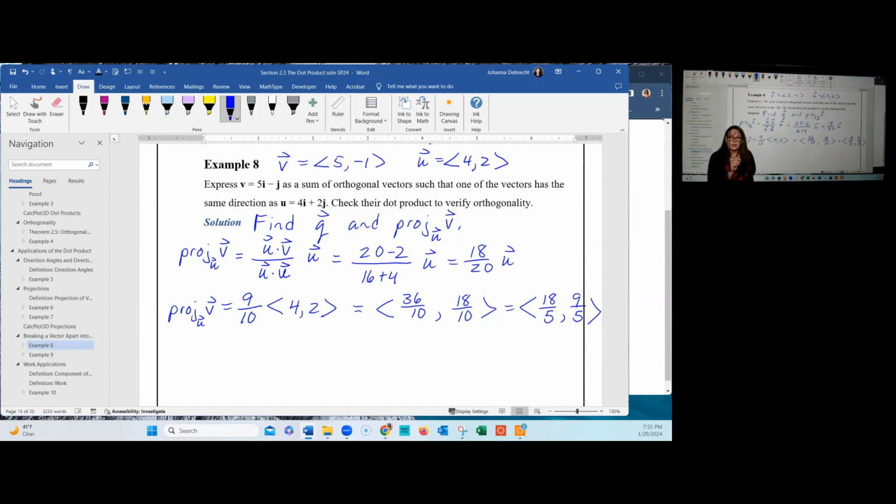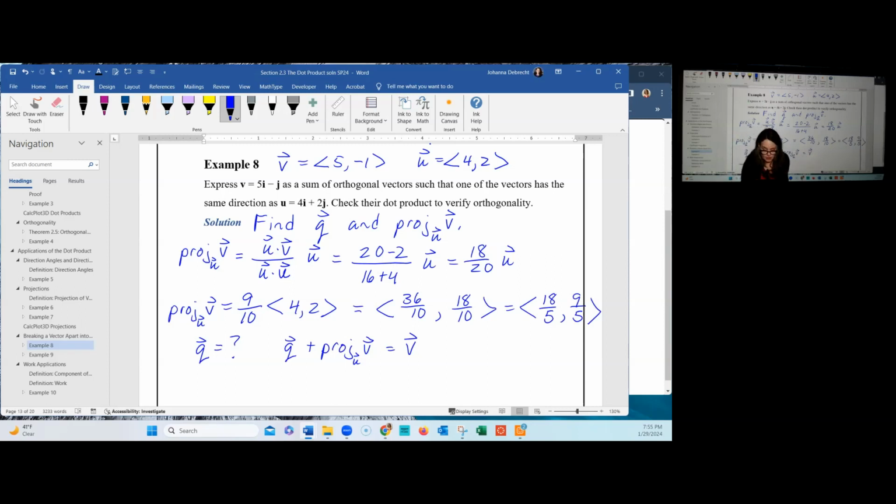Now that's one of the vectors. That's the projection. Now I need Q. How do I get Q? So how do I break V apart into two vectors that are orthogonal to each other, perpendicular? They may or may not be horizontal and vertical. They could be at odd angles, but we still want them to be perpendicular. So how do I find Q? Well, remember that Q plus the projection of V onto U is equal to vector V. So I can find Q by subtracting the projection from vector V.